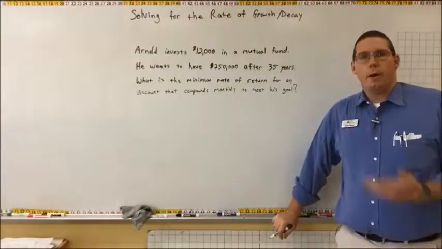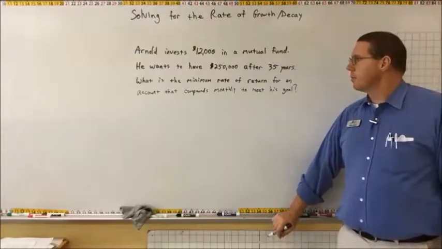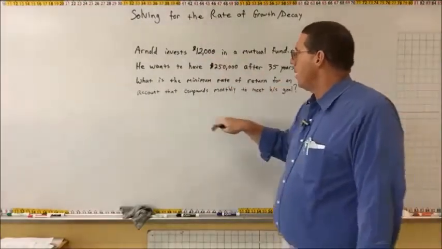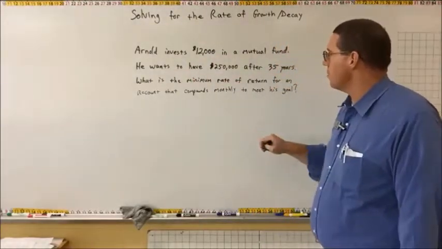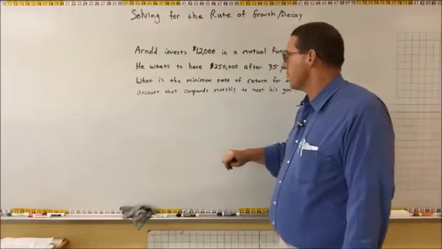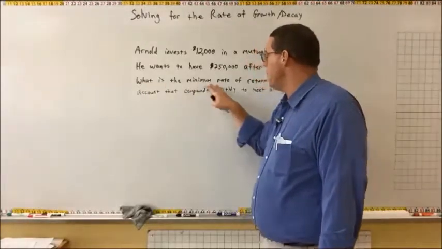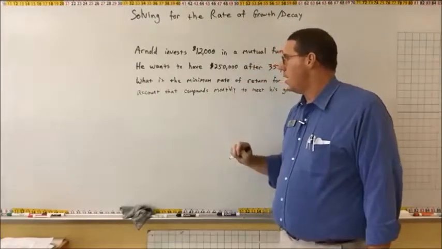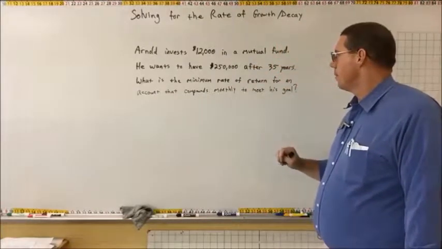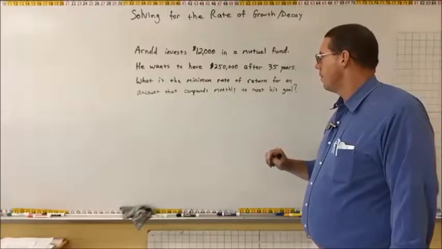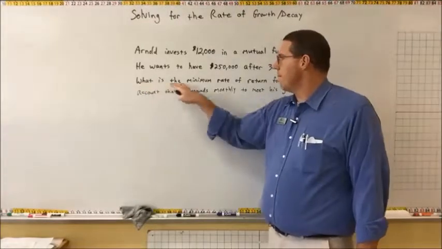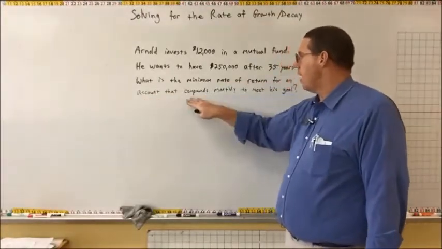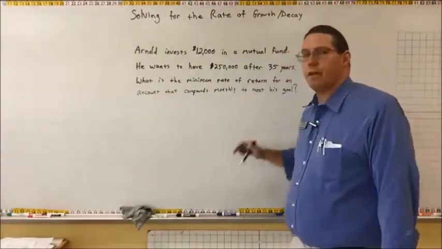Okay. All right, here we have another situation. We've got a situation where Arnold is investing $12,000 in a mutual fund. Now he wants to have $250,000 after 35 years. And what he wants to know is, what is the minimum rate of return for an account that compounds monthly in order for him to meet his goal.